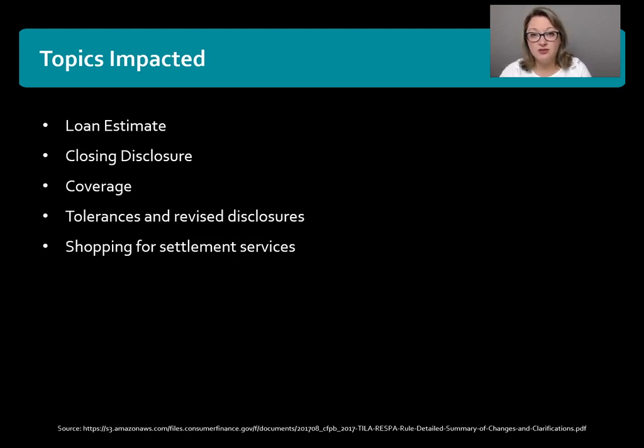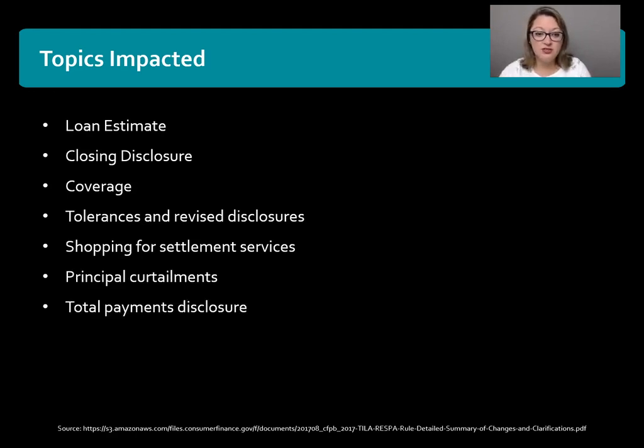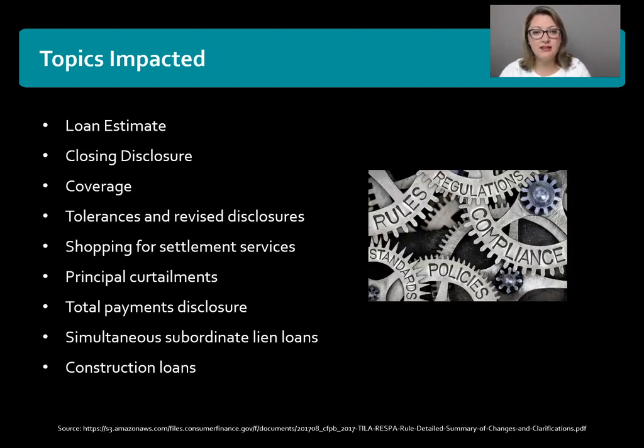Shopping for settlement services providers, when is a borrower permitted to shop, when are they not permitted to shop, how to list principal curtailments on the closing disclosure, disclosure of total payments on the disclosures, simultaneous subordinate liens, what the title company or what the lender is responsible for when they're disclosing subordinate liens, and construction loans. There's a lot of clarifications around that. So these are the topics that are impacted in this update. Again, please don't use this class as a replacement for reading the entire update. This is just meant to give you the highlights.